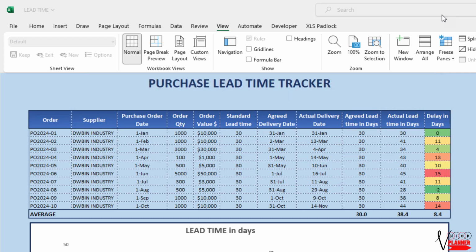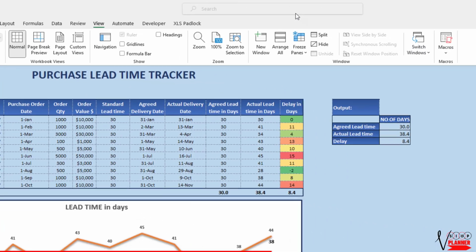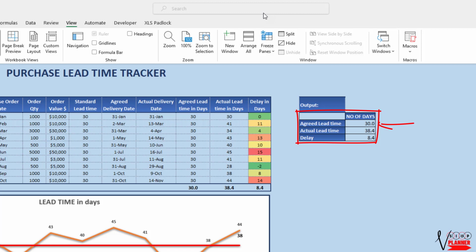After calculating these figures, we find that our average agreed lead time is 30 days, but our average actual lead time is 38.4 days. This means there's an average delay of 8.4 days.